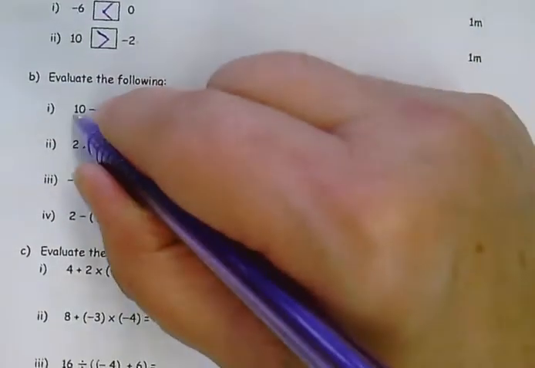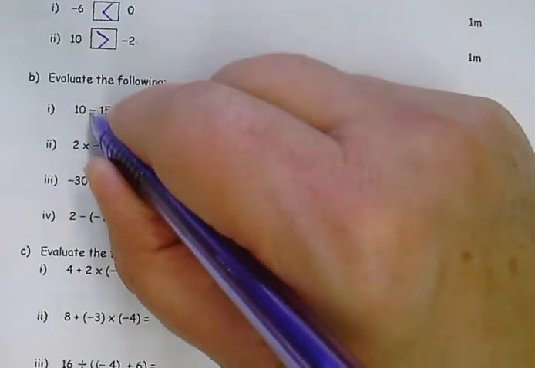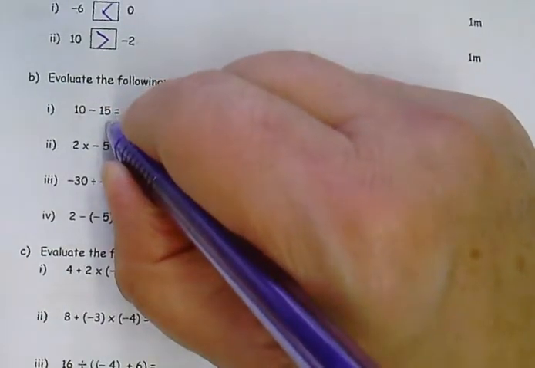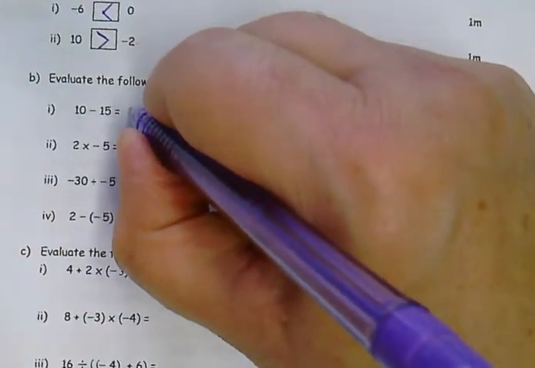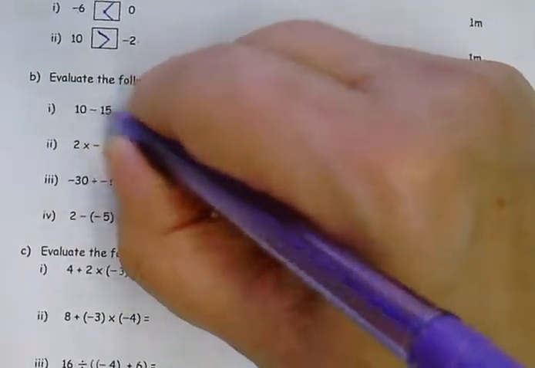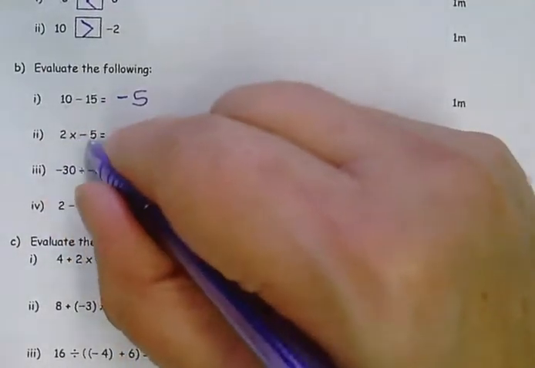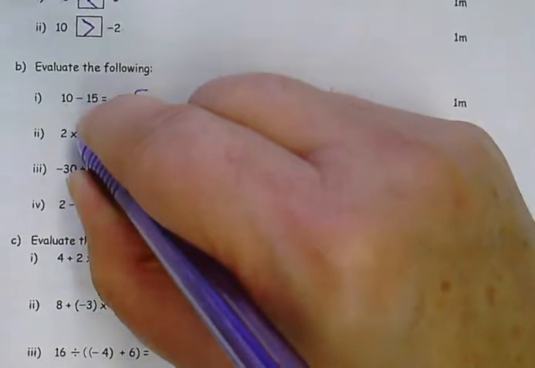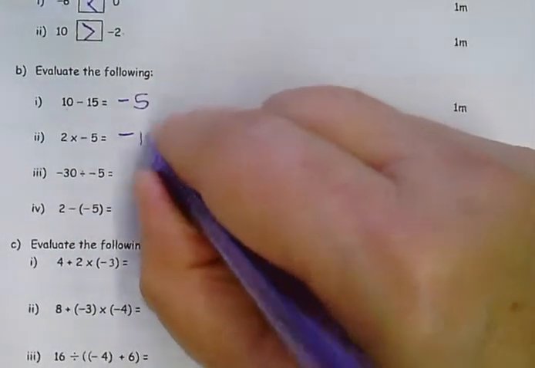Now, evaluate the following. 10 take away 15. So you're at positive 10 and you're going back 15 units or going down 15. So that will take you below 0 because you're taking away more than 10. So that will be negative 5. Now, a positive times a negative. This is 2 times negative 5. Now, a positive times a negative is a negative. And 2 times 5 is 10, so the answer is negative 10.